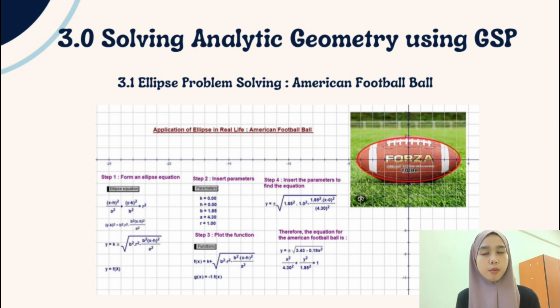So the first step is we form an ellipse equation, which is (x - h)^2 / a^2 + (y - k)^2 / b^2 = r^2, and then we interpret it till we get y equals f(x), and then we plot the function. And step 2, we insert the parameters till it has the same shape as the American football ball.